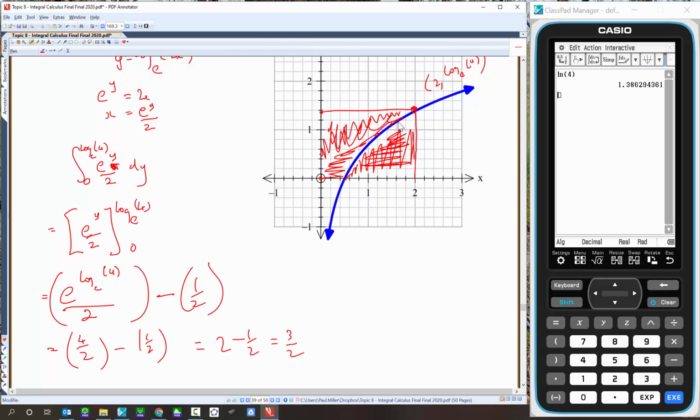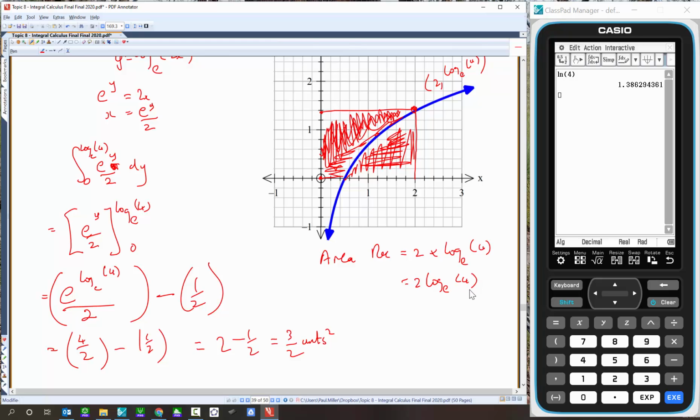Okay, so what this is suggesting is that this area here that I've just found, this part here, is equal to 3 on 2 units squared. All right, now that's not what I want. Okay, so what I'm going to now do is get this full area here. Now the full area of this rectangle here, I'm going to say area rectangle, is going to be 2 units long, and how high is it? It's going to be log e 4 units high. All right, so that's equal to 2 log e 4 in total.